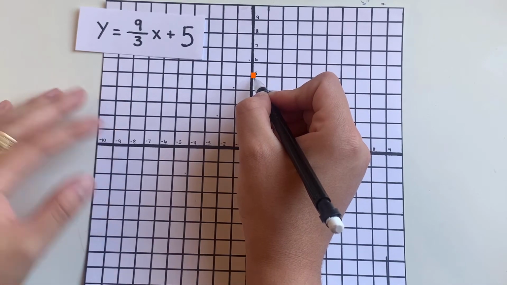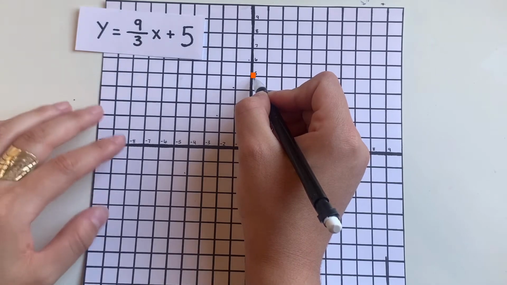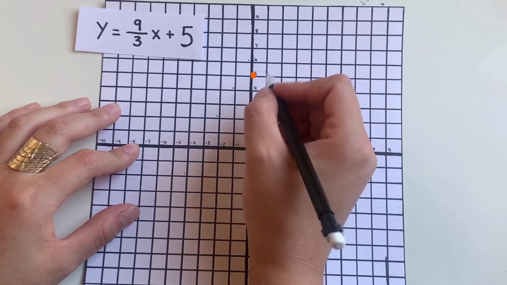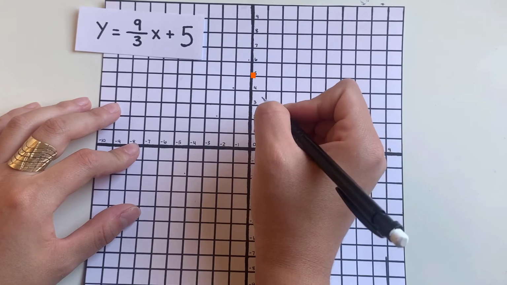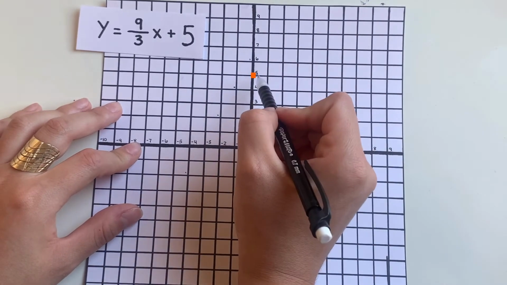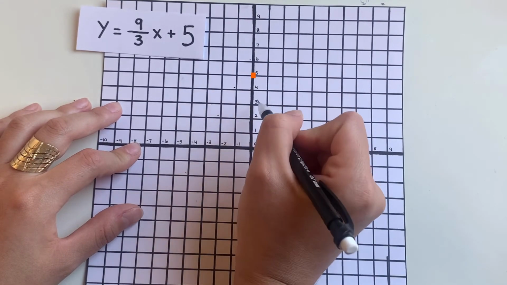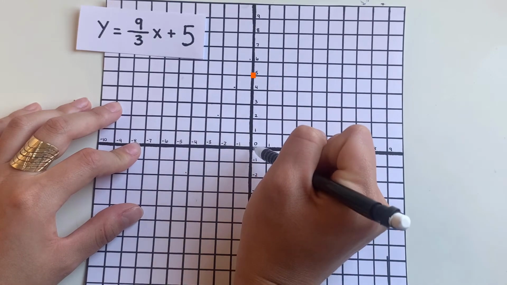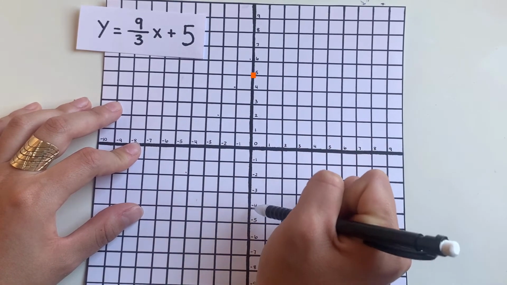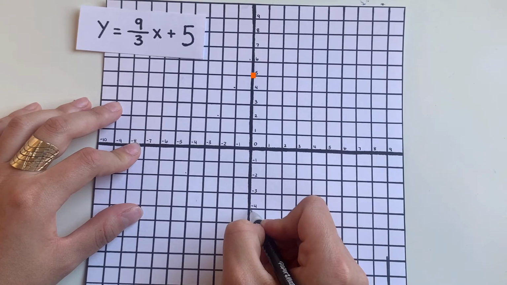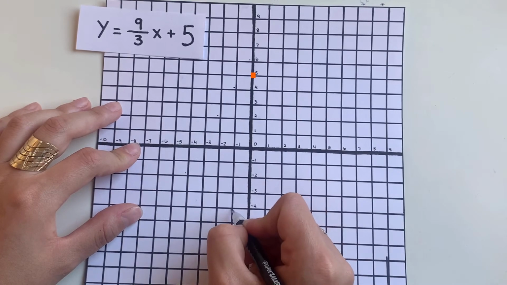So now you go down 9 and then to the side 3. So we count 1, 2, 3, 4, 5, 6, 7, 8, 9. Brings us down here, and then we go to the side 3. 1, 2, 3.